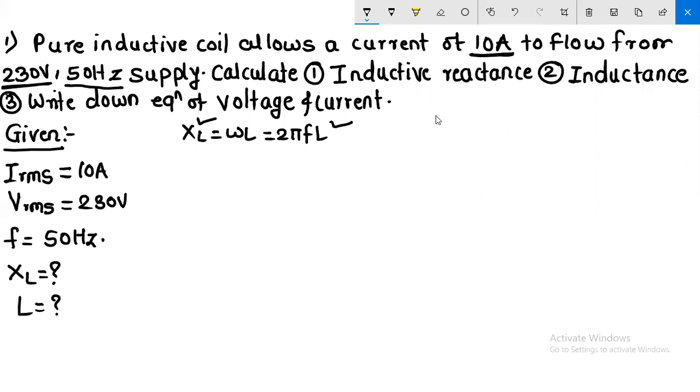Can I write like this? V is equal to I into XL. If you write RMS here, what will come? V RMS is equal to I RMS into XL. Is that correct? So instead of writing V RMS, I am writing the generalized form, that is V is equal to I into XL. Got it, everybody? Yes, sir.